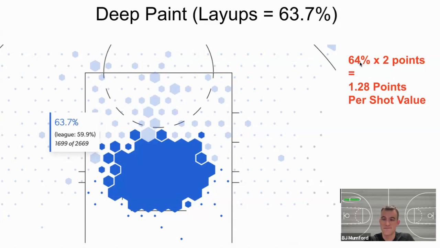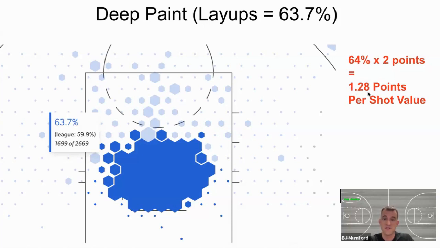But 64% times 2 points for each shot they made. They averaged 64%, and they were getting 2 points when they did make it. That averages out to 1.28 points per shot. That means every time they take a layup, it's worth 1.28.